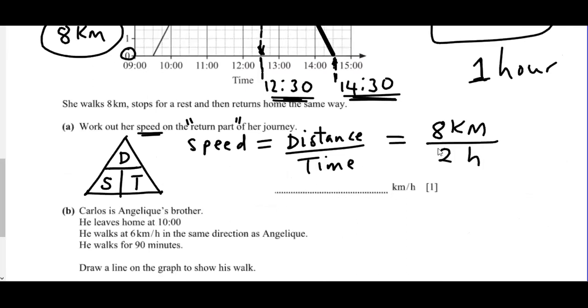Now, how do we calculate the speed? Cut this by 2, cut that by 2, that makes 4. So the answer will be 4 kilometers per hour. That is the speed.